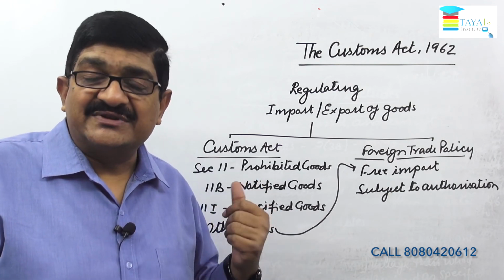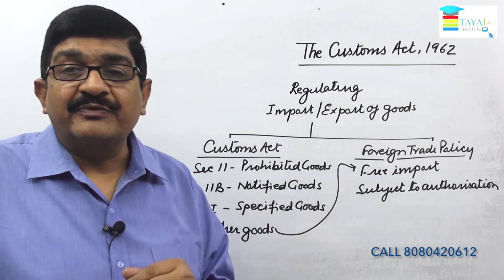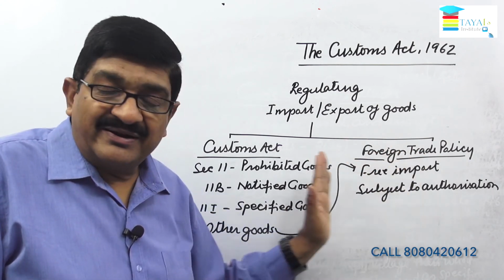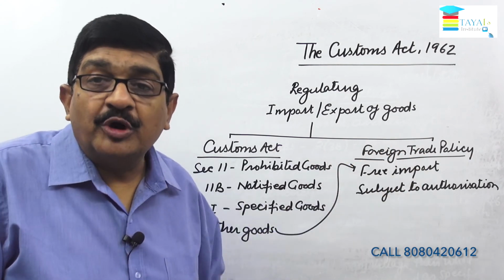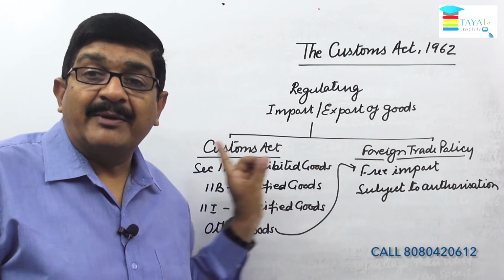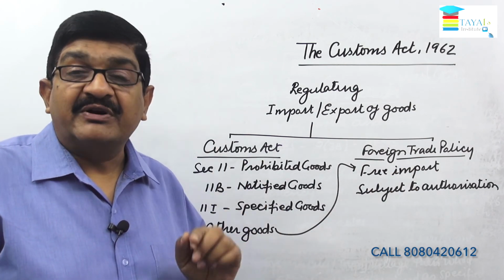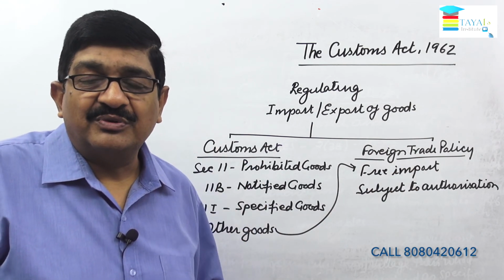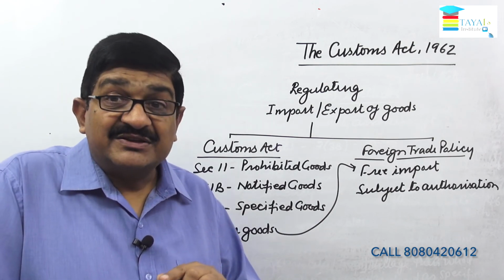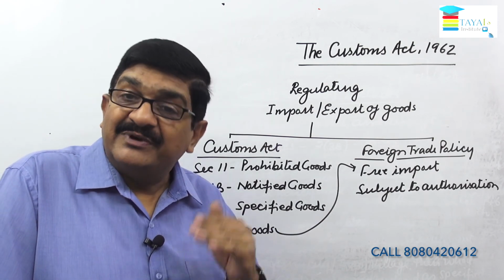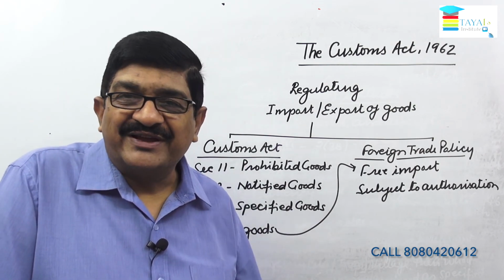Of course, Section 11 says that prohibition under other laws will also be applicable. So it is implied that whatever prohibition is under the foreign trade policy will be applicable under Section 11 also. But for that, a notification is required to be issued. In the first lecture, it is a little heavy, but I'll explain that in the subsequent series of lectures.